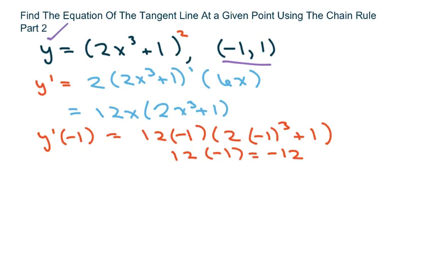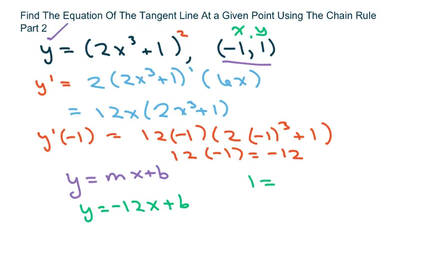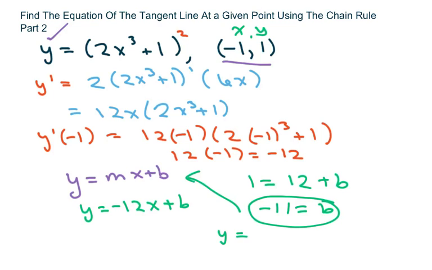Alright, so our slope is -12, and then you just do like you did in Algebra 1, and I use the slope-intercept form. So I just plug in my -12 and plug in your x and y here. So y is 1. X is -1, so this will be +12. And clearly b has to be -11. So my equation, I plug this back in, and I get y equals -12x minus 11.